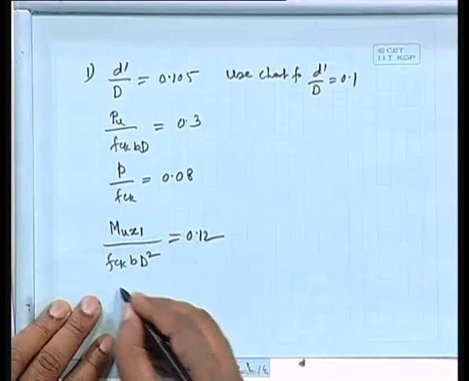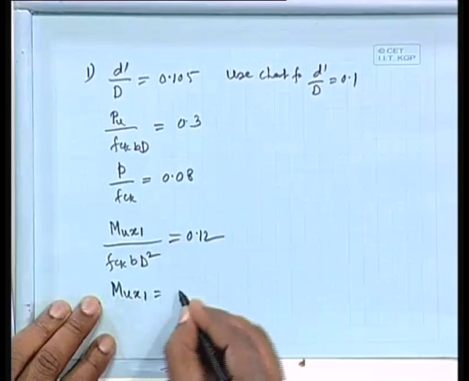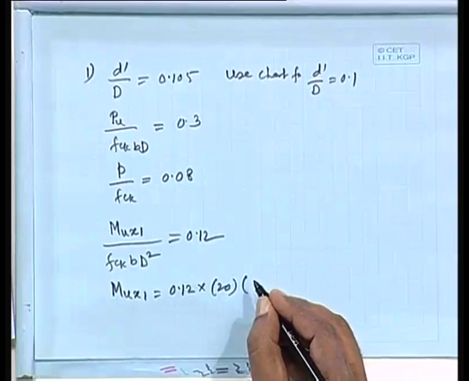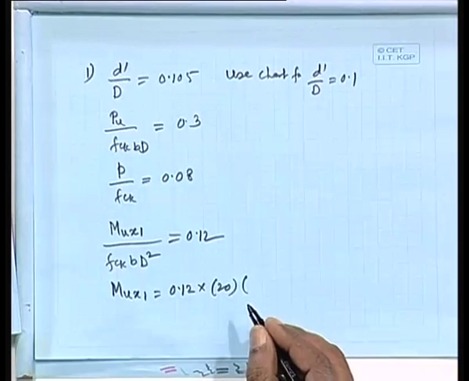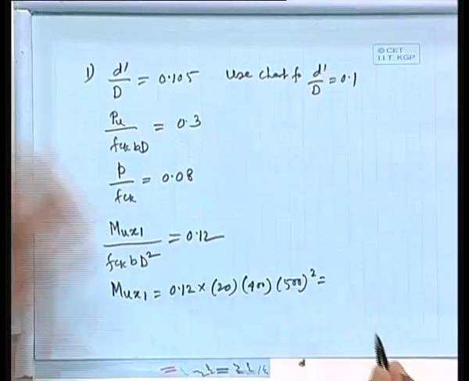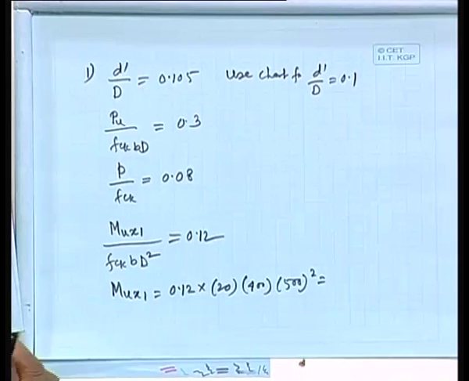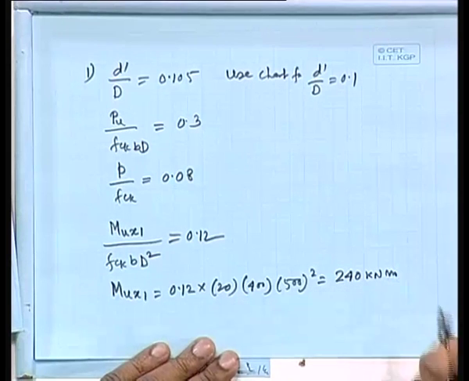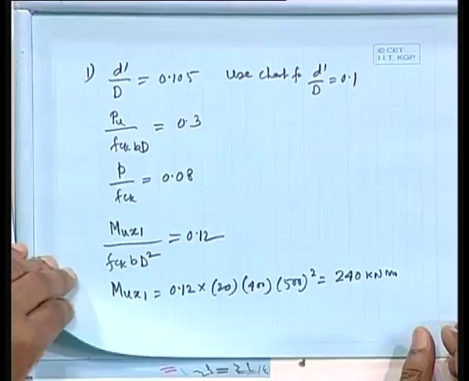So what is the value of MUX1 then? Equal to 0.12 times 20 times 400 times 500 square. So 500 into 500 into 400 into 20 into 0.12, which gives 240 kilonewton meter. Similarly, I can try for the other one.